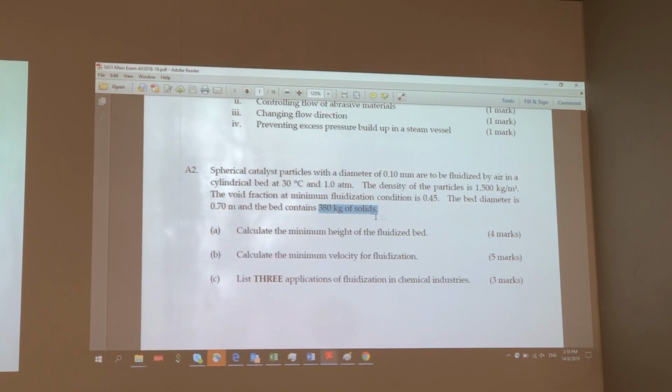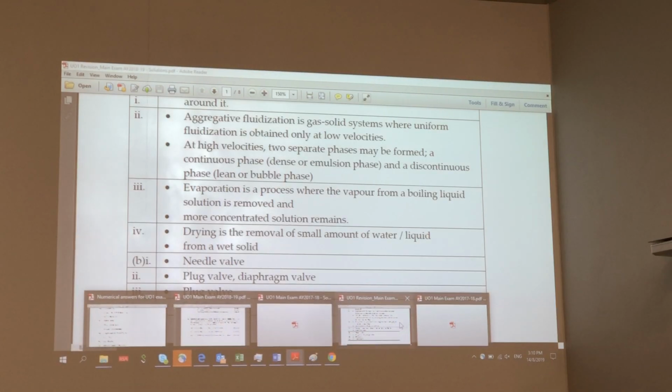The bed diameter is given as 0.7 meter, and the mass of solid is given. So now you need to calculate the minimum height, then calculate the minimum velocity, then list down 3 applications. Alright? Now let's see.